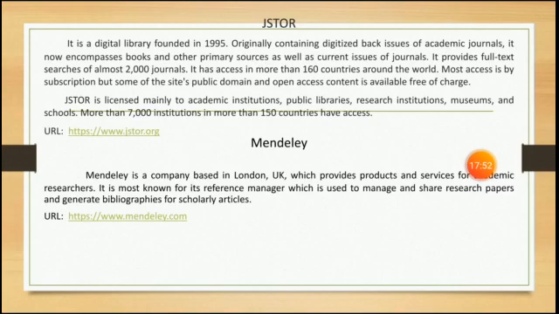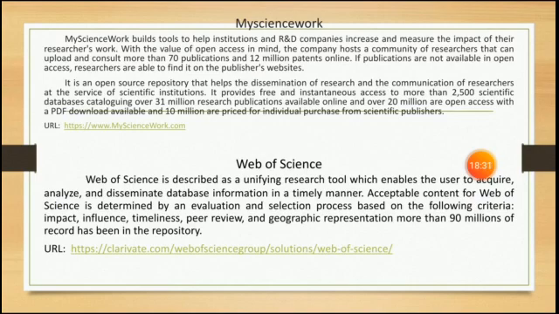So one can think that if your research center has access to JSTOR, then you can have lots of opportunities to get the available papers free of charge. Then we have Mendeley. It's a company based in London, UK, which provides products and services for academic researchers only. It is best known for the reference manager, which is used to manage and share research papers and generate bibliographies for scholarly articles.